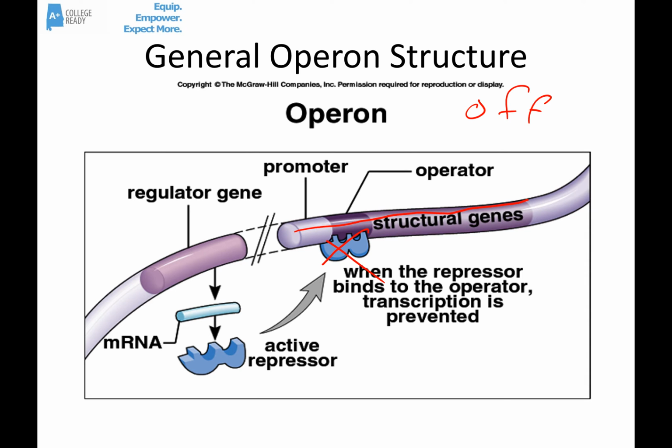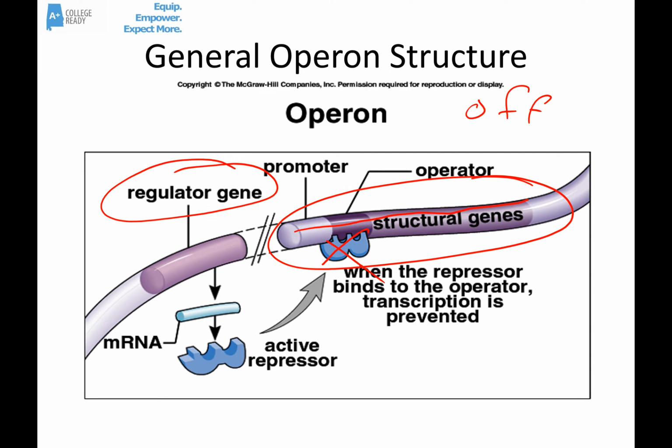At another place in the DNA, not necessarily adjacent to the promoter, the operator, and the structural genes, is another gene called a regulatory gene or regulator gene. This is the gene that actually codes for the repressor protein.